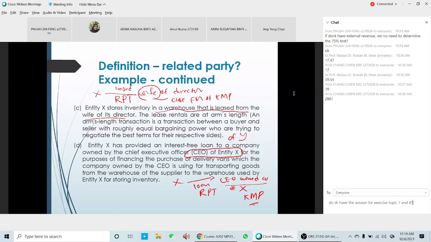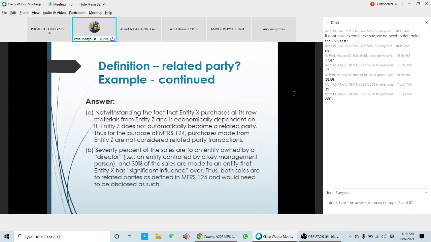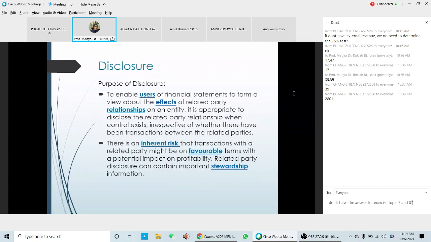Okay, it's provide the explanations. This is the explanations. So look at the disclosure. For the disclosures here, you need to know the purpose of the disclosure: to enable the user to understand the effect of the related party relationship.